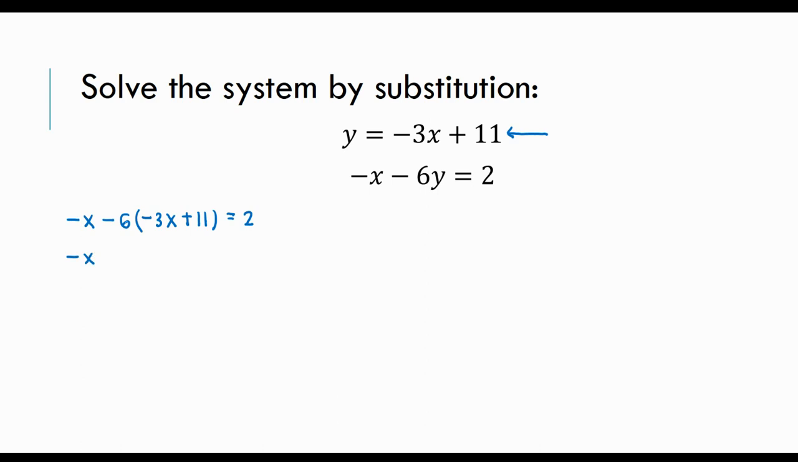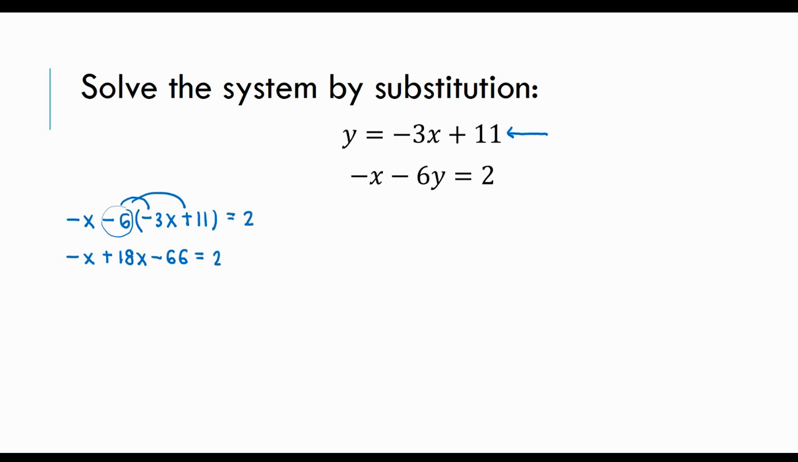I'll keep the negative x. Now be careful, I've got to get rid of the parentheses, so I'm going to distribute, but I have to distribute everything that's out in front, so that would be a negative 6. So negative 6 times negative 3x would give us a positive 18x. Negative 6 times 11 is going to give us negative 66.